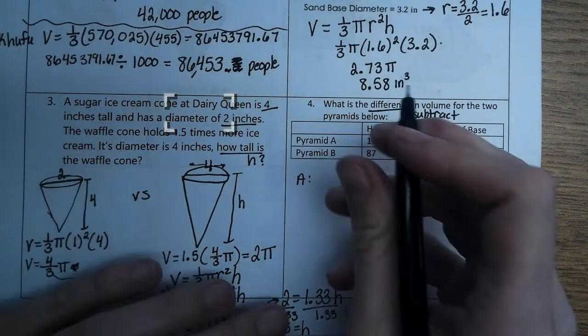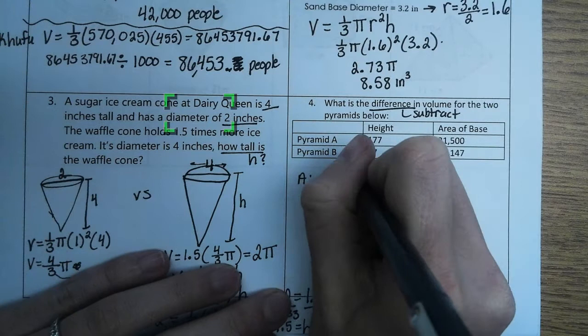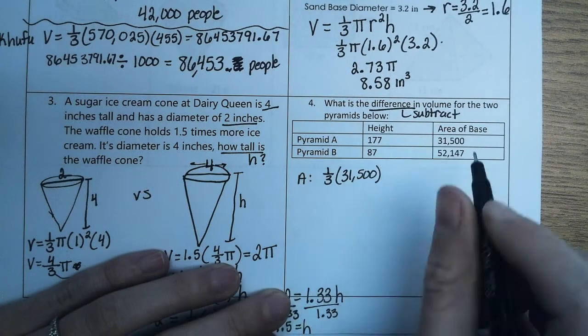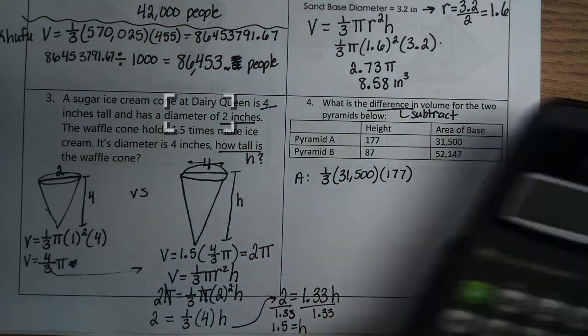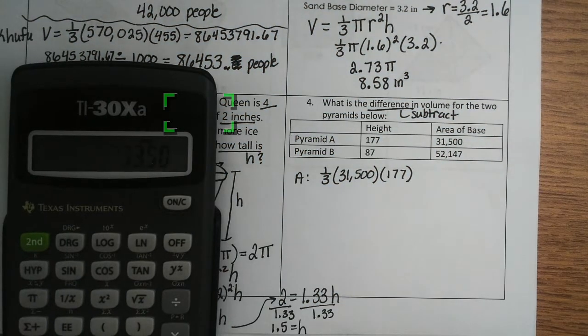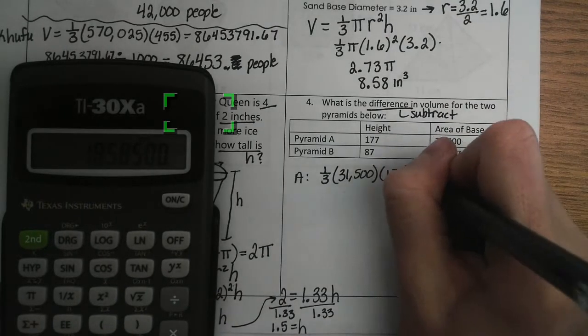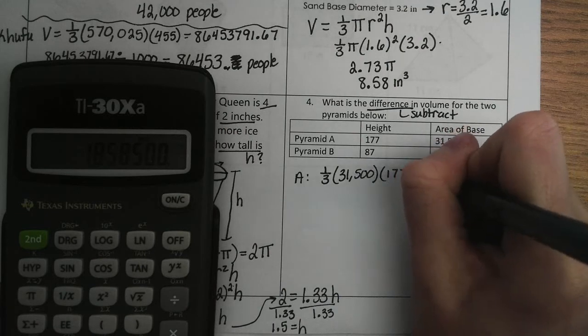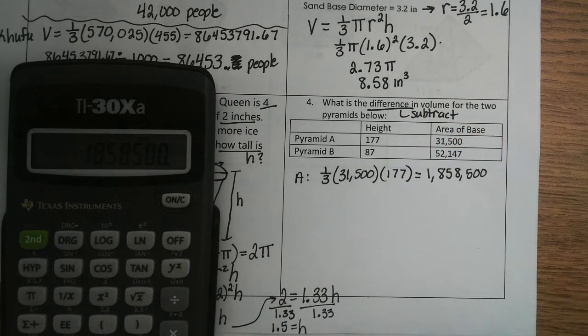So 1/3 area of the base times the height. I'm going to do 31,500 times 177 divided by 3. That gives me 1,858,500.